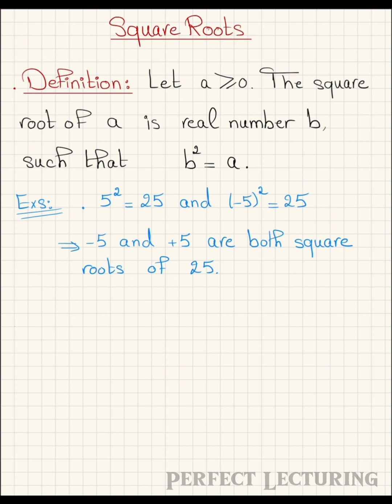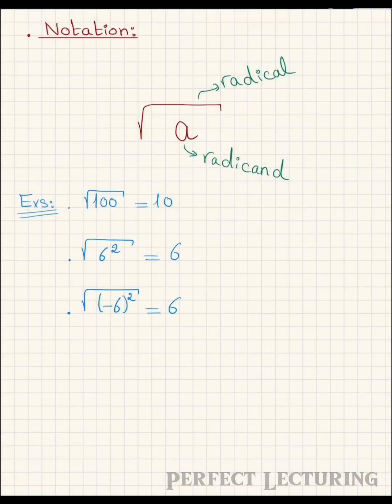Well, the square root of a non-negative number a is another real number b, so that if b is multiplied by itself, it gives us a. For example, if I multiply 5 by itself, it gives me 25. So we say that 5 is a square root of 25. If we also multiply negative 5 by itself, it also gives us 25. So negative 5 is another square root of 25. This means for any positive numbers, we will have two square roots, positive and negative.